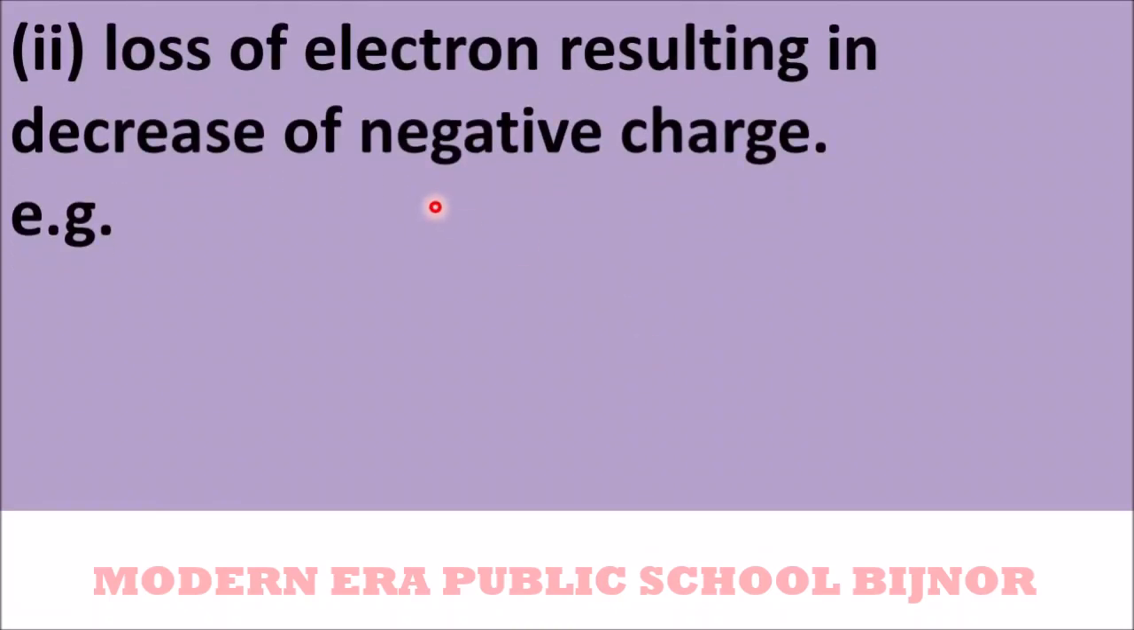The next phenomenon comes under the category of reduction. Loss of electrons can also mean a decrease of negative charge. For example, the sulfide ion becomes sulfur and removes two electrons. In this condition, the negative charge decreases. So when the negative charge decreases, it means it is oxidized. When an anion releases electrons and becomes an atom, it is also oxidized because its negative charge decreases.